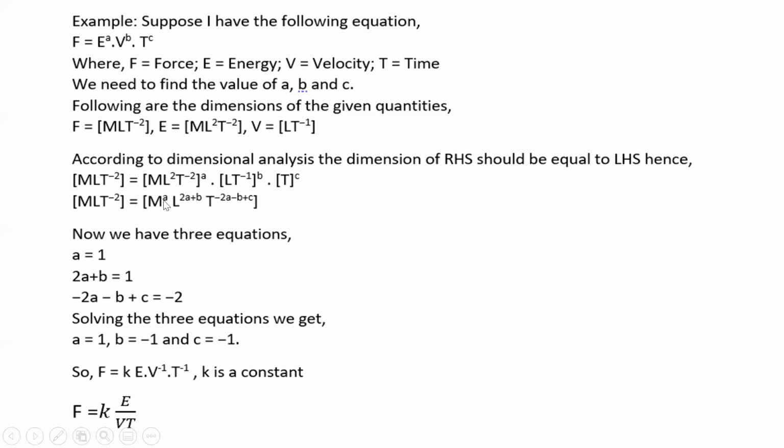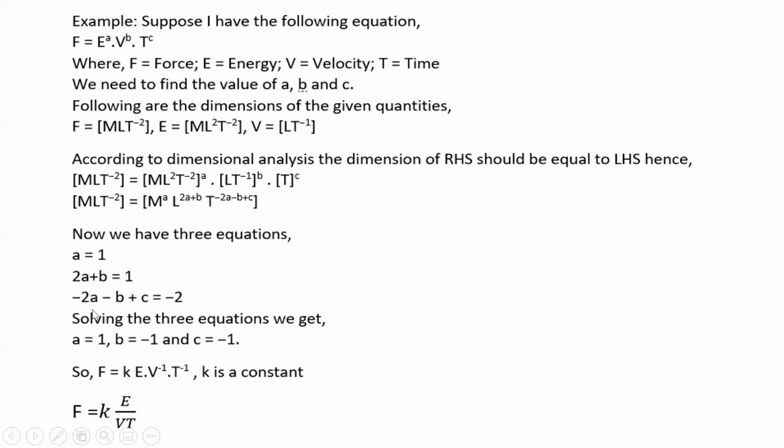Now let us compare. Here, instead of a, you have 1, so a is equal to 1. 2a plus b is 1, so 2a plus b is equal to 1. Minus 2a minus b plus c equal to minus 2. So we have these three equations. A, you already got it as 1. So if you put a is equal to 1 here, 2 plus b is equal to 1. B is equal to 1 minus 2, that is minus 1. So b is equal to minus 1.